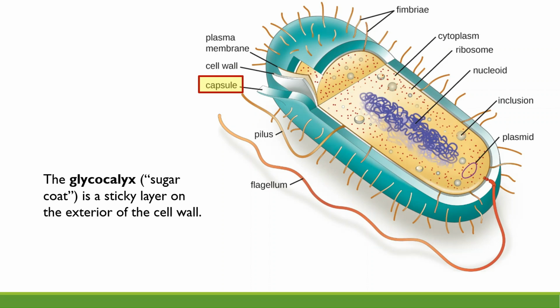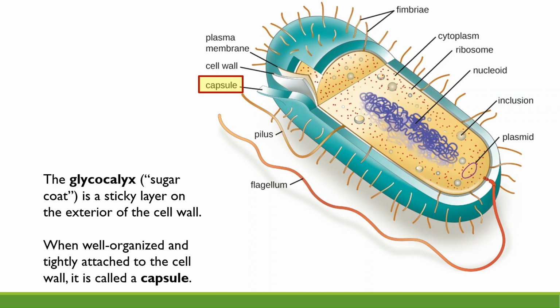So what we have here is a glycocalyx, and this is a sticky layer that exists as a coat, which is what calyx means, on the exterior of the cell wall. And if you haven't already, I again implore you to take some time to review the biomolecules of life, sugars, lipids, nucleic acids, and amino acids, as you should be well familiar with them for this course. When the glycocalyx is well organized and tightly attached to the cell wall, it is more specifically called a capsule.